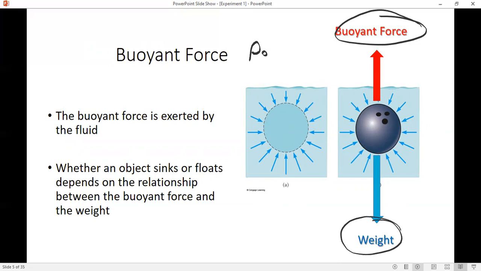If the mean density of the object is greater than the mean density of the fluid in which it's immersed, it's going to sink. Because what that's going to do is it's going to make the weight of the object greater than the buoyant force. Objects will float if their mean density, and again, that's mean density integrated over the entire volume, is less than the density of the fluid.